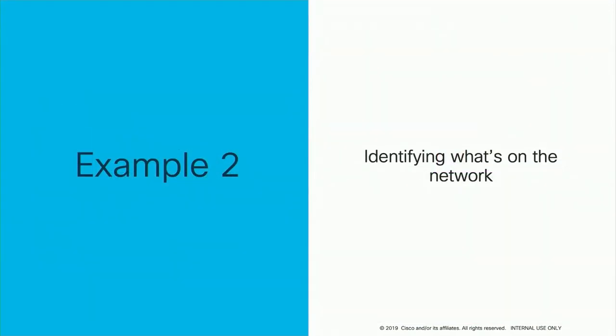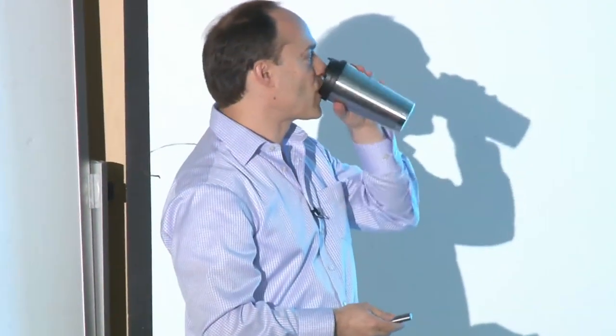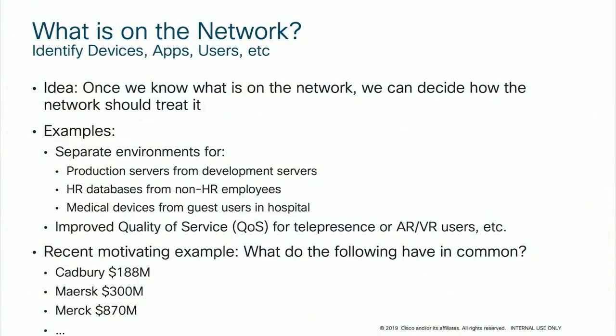Now let's look at example number 2, identifying what's on the network. By this I mean we want to identify what devices on the network, what users on the network, what applications on the network. Intuitively, you can think the usefulness here is once you know what's on the network, you can decide how the network should treat these devices or users or so forth.